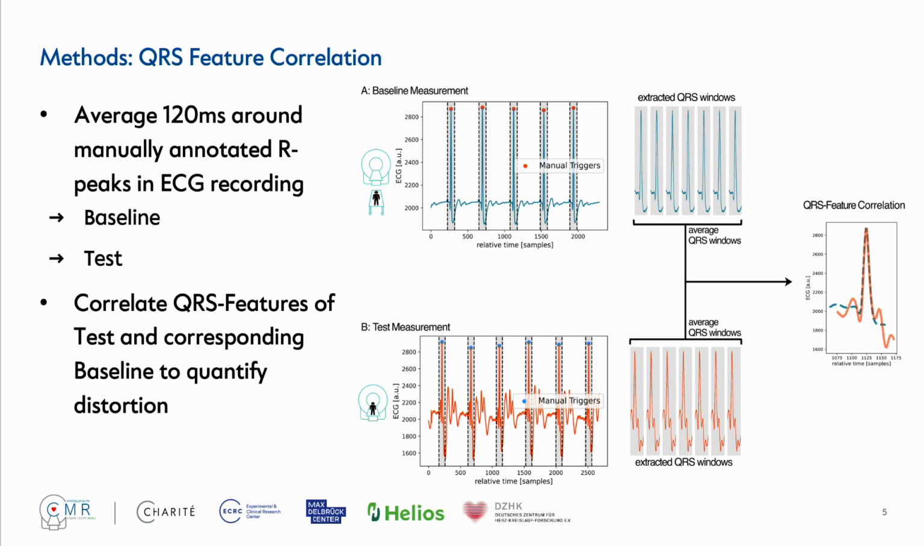To compare confounded test ECG measurements with the baseline measurements obtained outside the scanner, we performed so-called QRS-feature correlation. The method averages all windows around manually annotated QRS complexes to form a single QRS feature representative of the measurement. This was done for the baseline measurement as well as the test measurement. The 2 QRS features were then correlated to serve as a measure to quantify ECG signal distortion due to the confounders present in the test measurement.